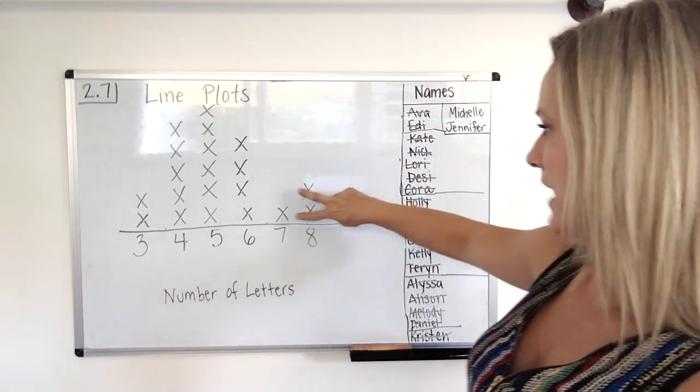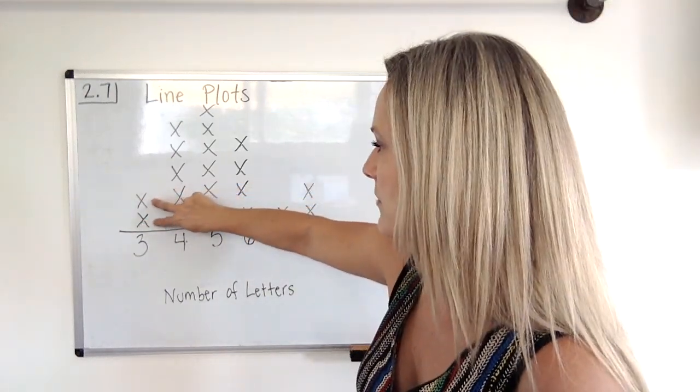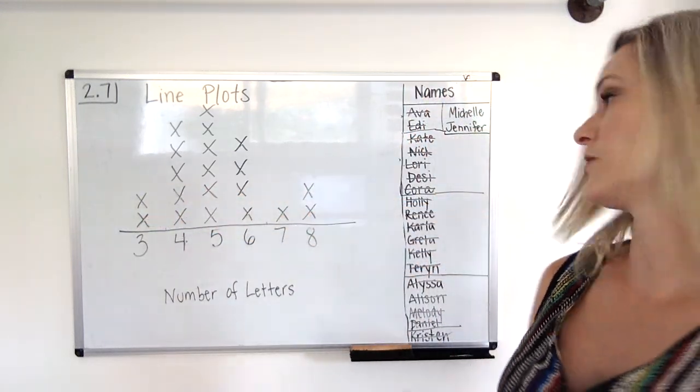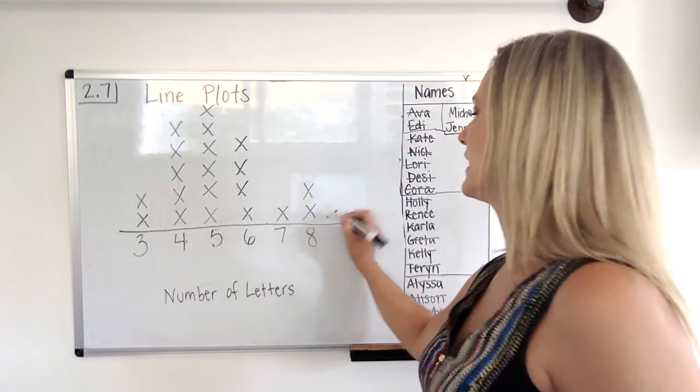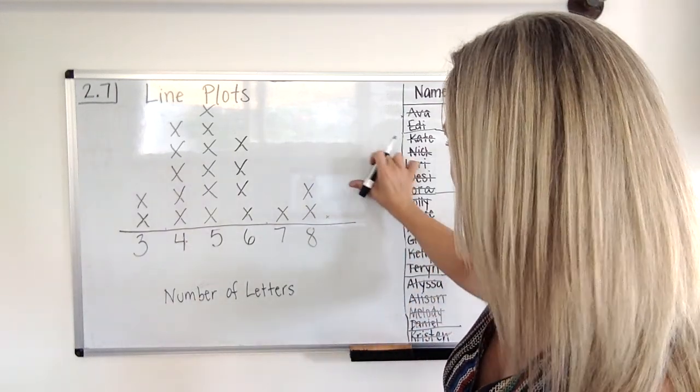Again, it should match up with the same number of X's, right? So 3 has 2 X's. They should be about the same height, right? So it's not like one X is like this and the other one's like this. We have to use precision.